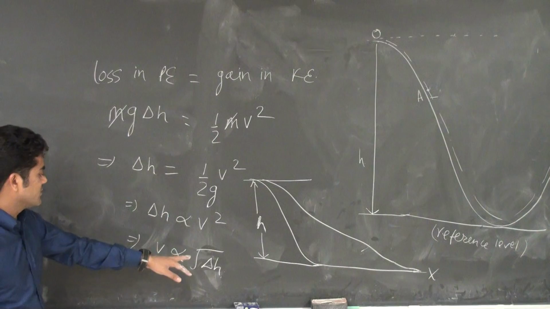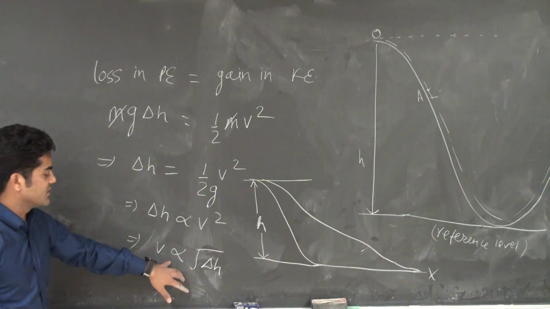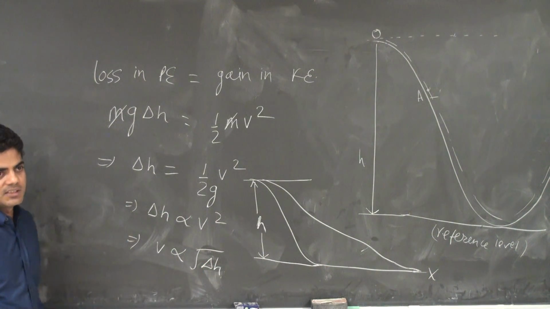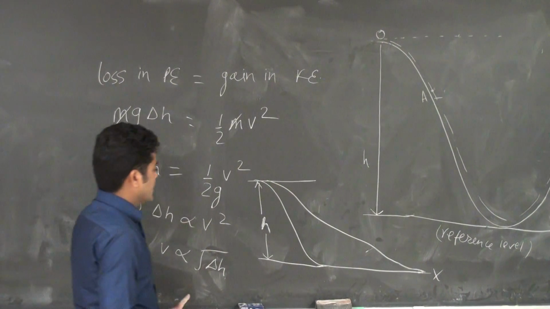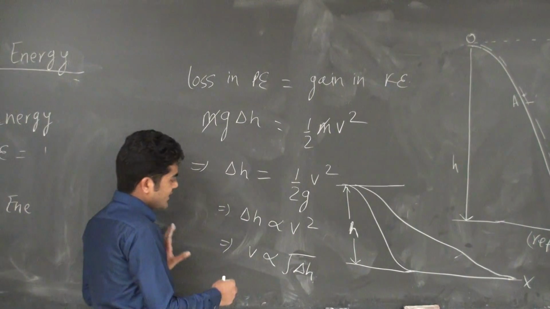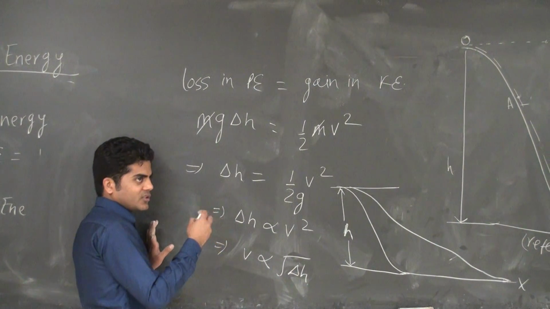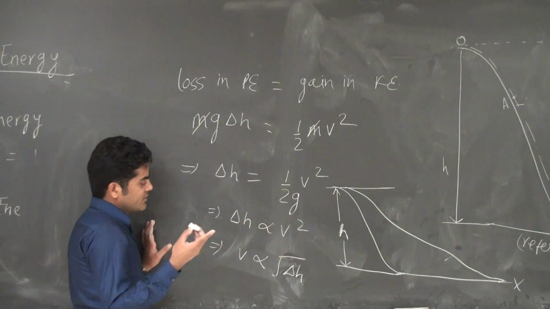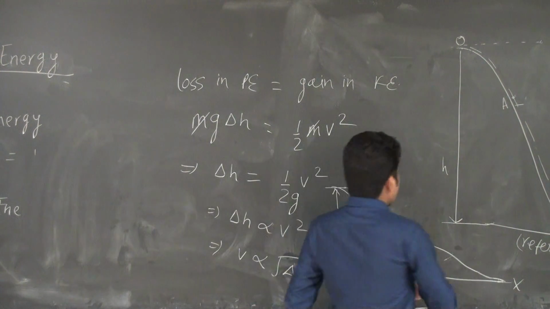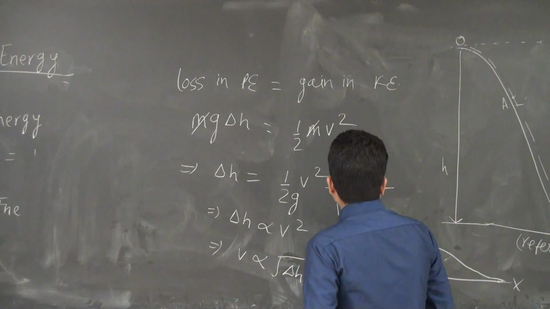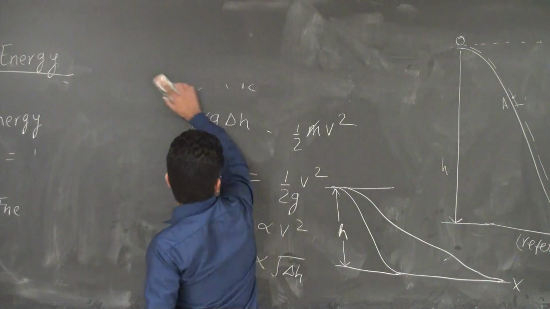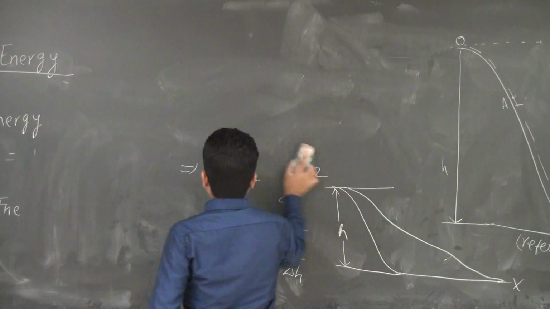So if you know the change in height, we can say the final velocity is directly proportional to the change in height. Okay, so this is the important relation. You can use this relation while solving your lab questions. And so I can erase this part.